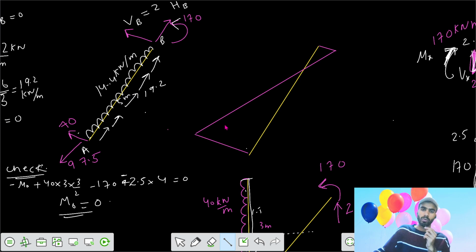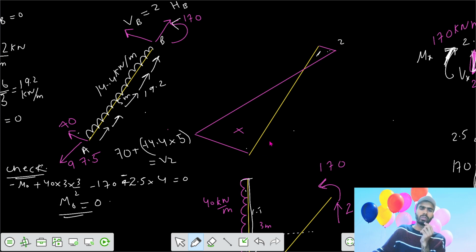So if we also want to calculate that, you can calculate that by saying 70 plus your UDL of 14.4 into your length of 5, that's minus 14.4 into length of 5. We can get the value of shear force at that point, that comes out to be minus 2.